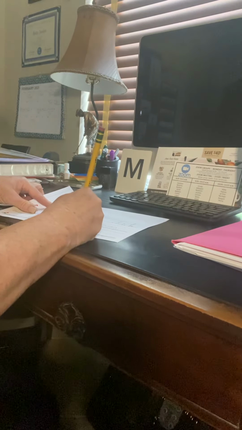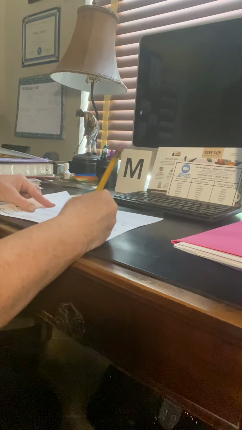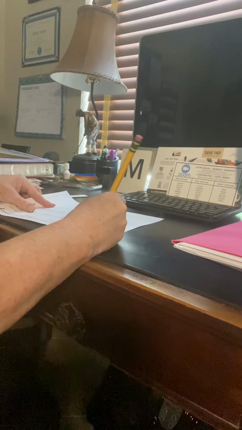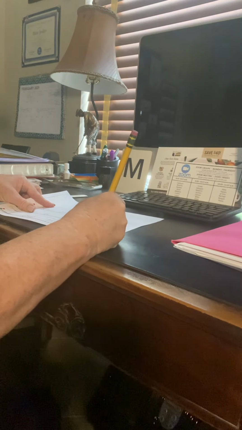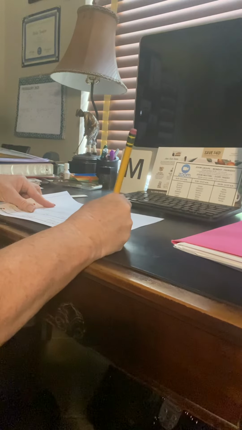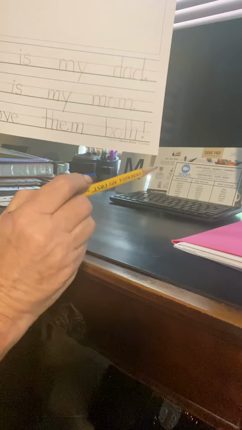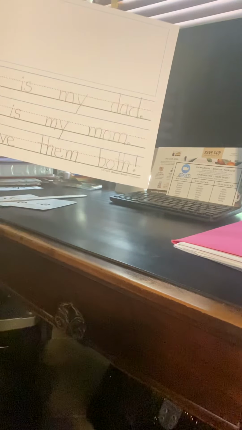I love them. Now, I could just say that very much. I could say I love them very much. I love them. I'm going to say both. B-O-Th-T-H. And this time I'm going to use an exclamation mark because I want you to read that with excitement. So let's go back and read our 3 sentences. He is my dad. She is my mom. I love them both. So that turned out pretty good.